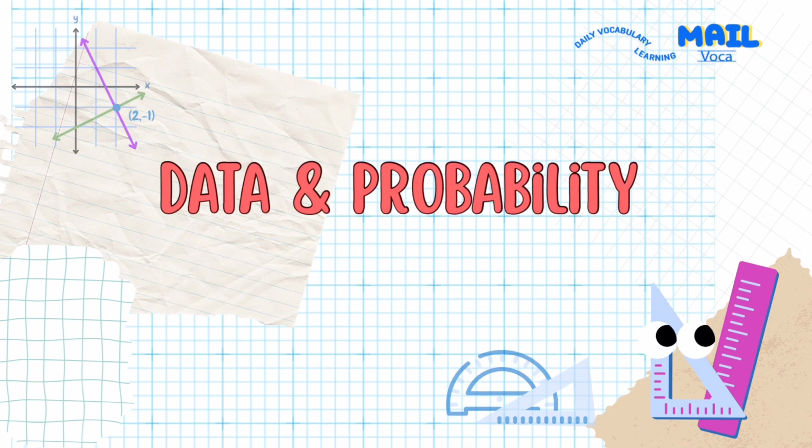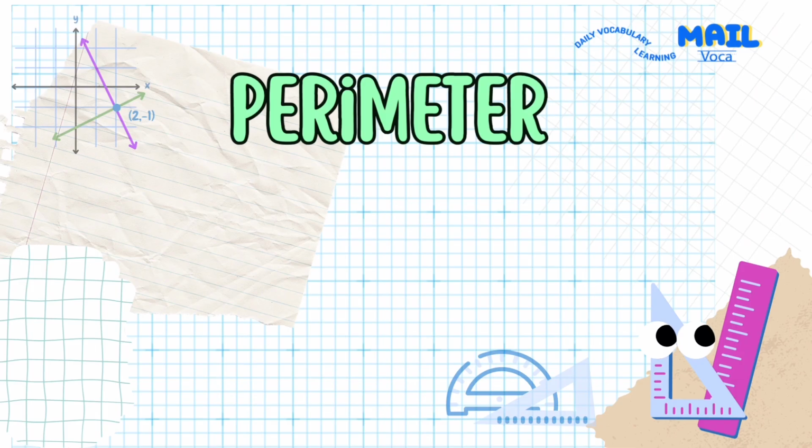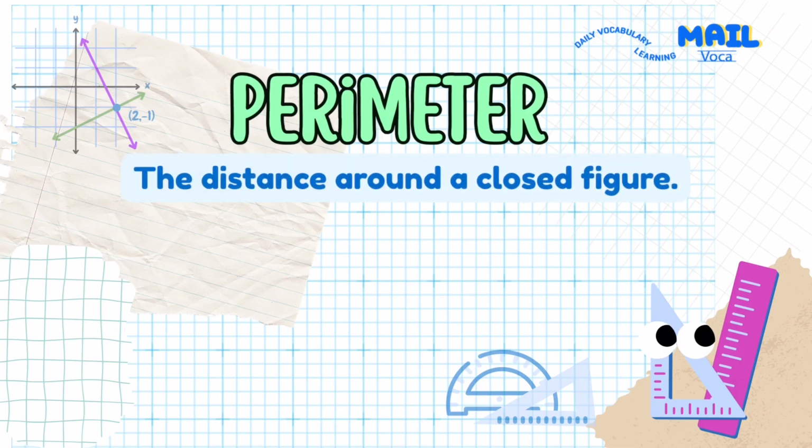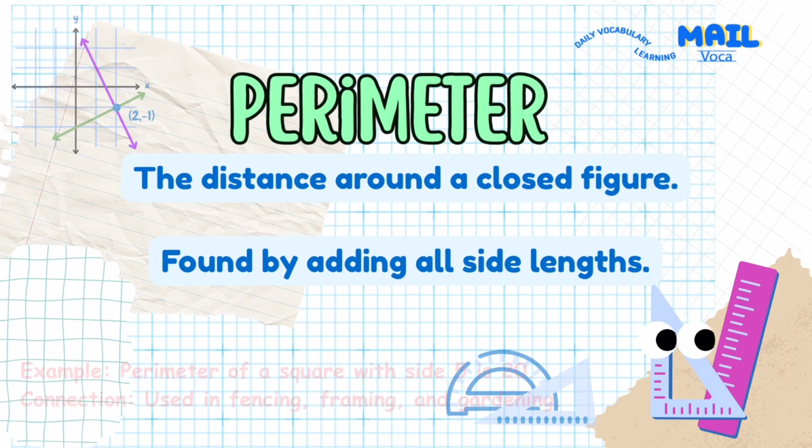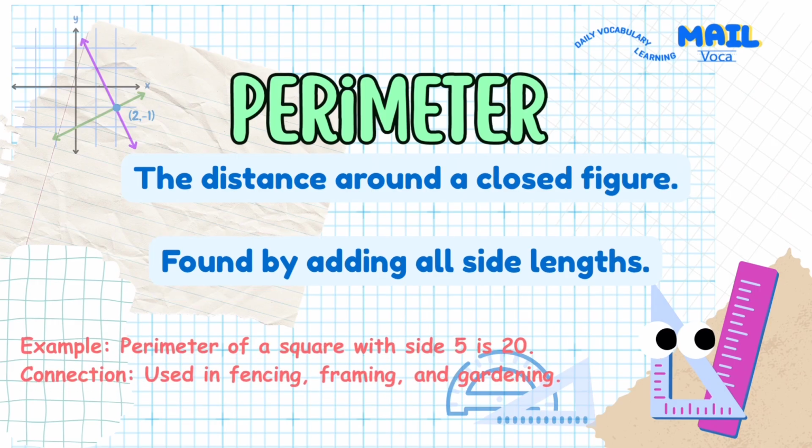Data and probability. Perimeter, the distance around a closed figure, found by adding all side lengths. Example, perimeter of a square with side 5 is 20. Connection, used in fencing, framing, and gardening.